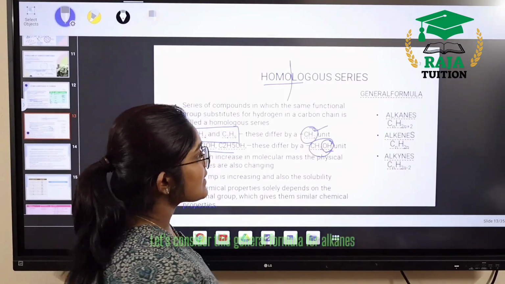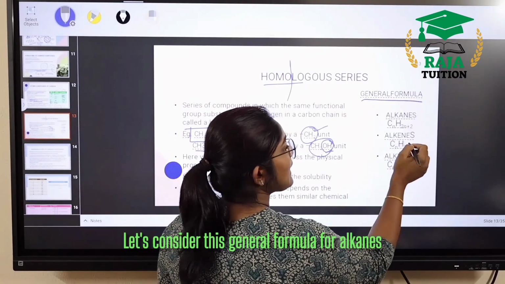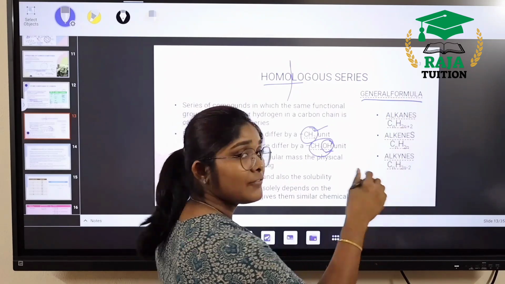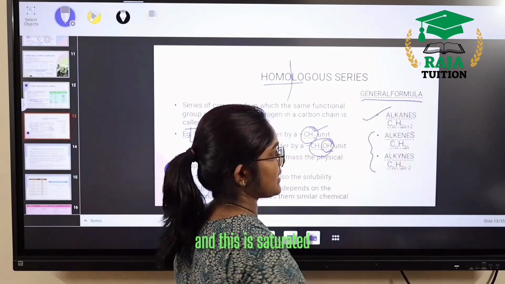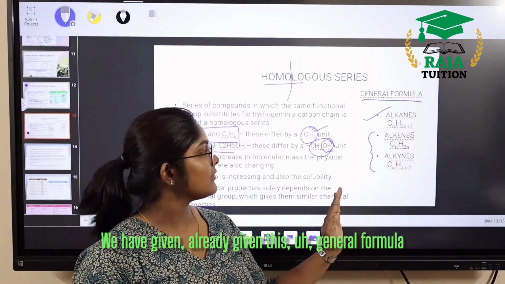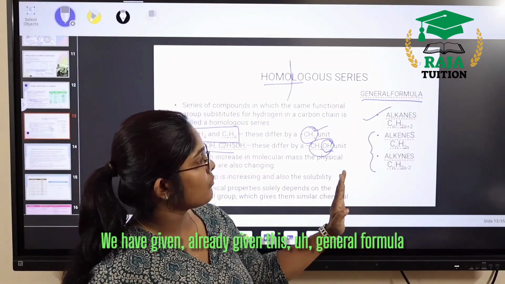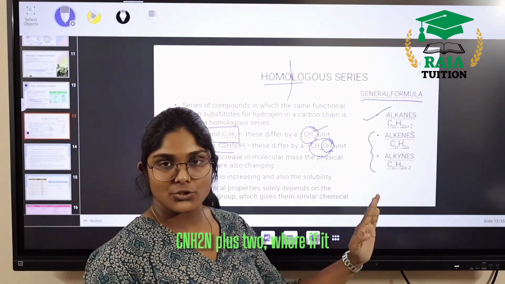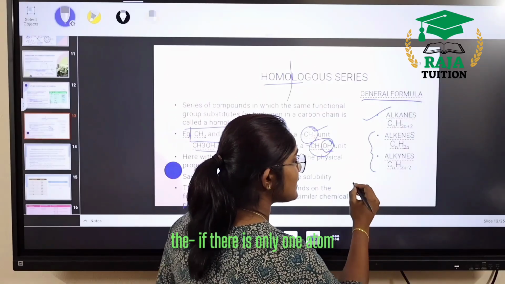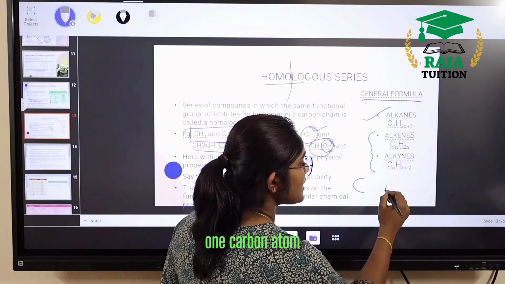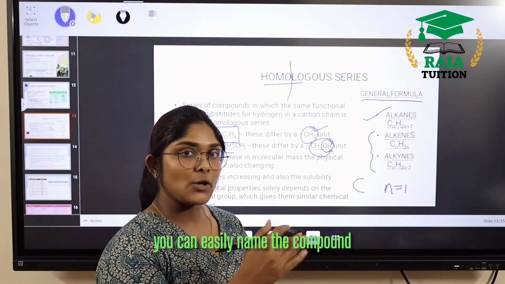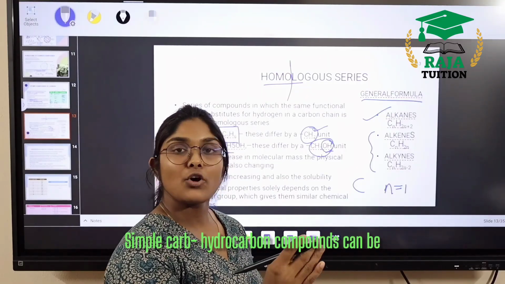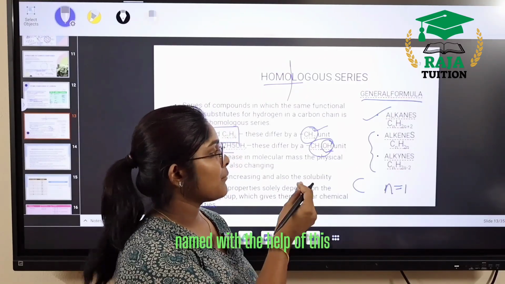Let's consider the general formula for alkanes, alkenes and alkynes. We have already studied that. These are unsaturated and this is saturated. We have already given the general formula CnH2n+2, where if there is only one carbon atom, then n is equal to 1. With the help of this, you can easily name the compounds. Simple hydrocarbon compounds can be named with the help of this.